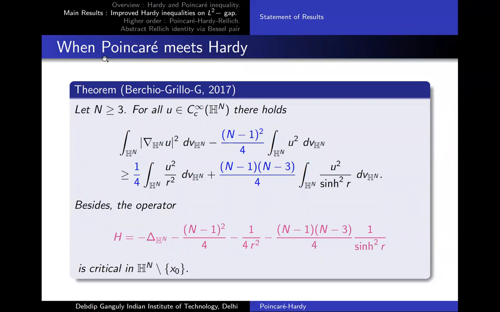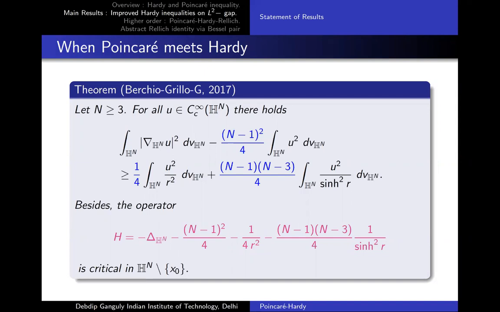And that is why we call this 'when Poincaré meets Hardy', because this is a Poincaré term, and this 1 by 4, 1 by r square is a Hardy term. So we call this Poincaré meets Hardy. Okay, so this is the best possible inequality we could have in the hyperbolic space.